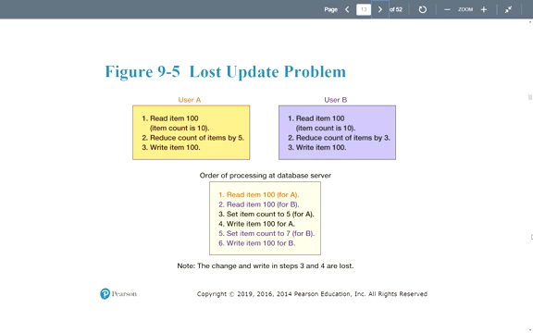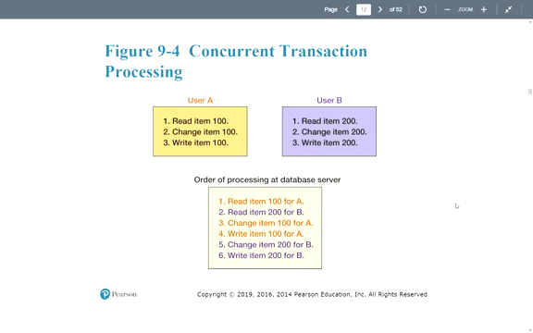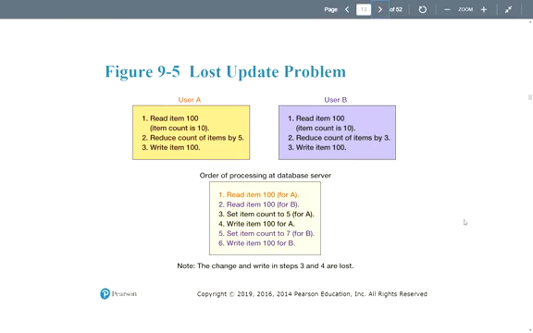So this is the previous example. What you see here is user A and user B are updating or reading different records. One is reading 100, the other is reading 200. Because these two records are independent, you won't see a conflict there. But in the figure 9-5 example, now both users are accessing the same row of data, item 100. When user A accesses item 100, user B is also accessing item 100.